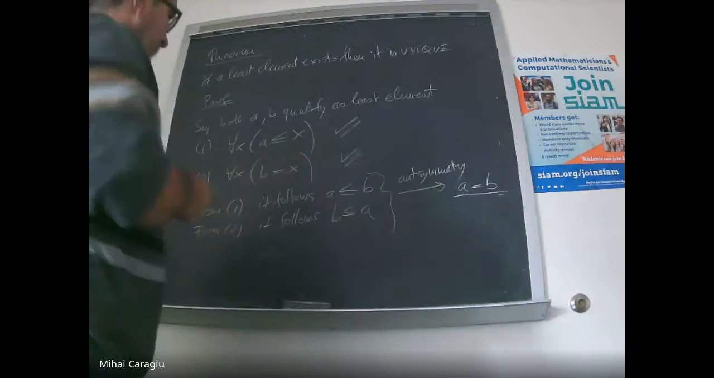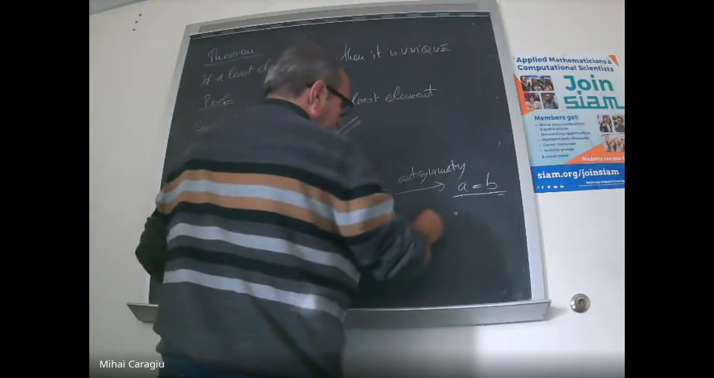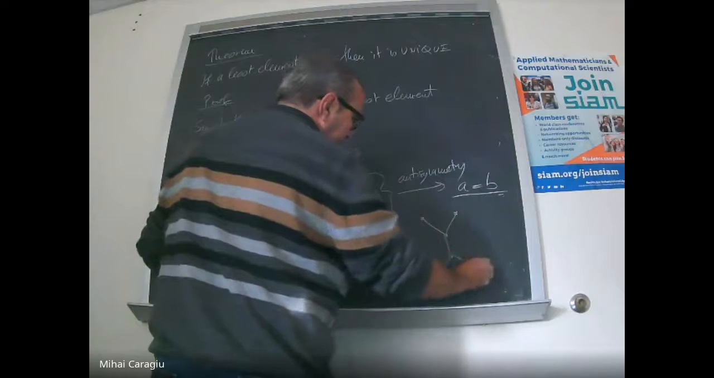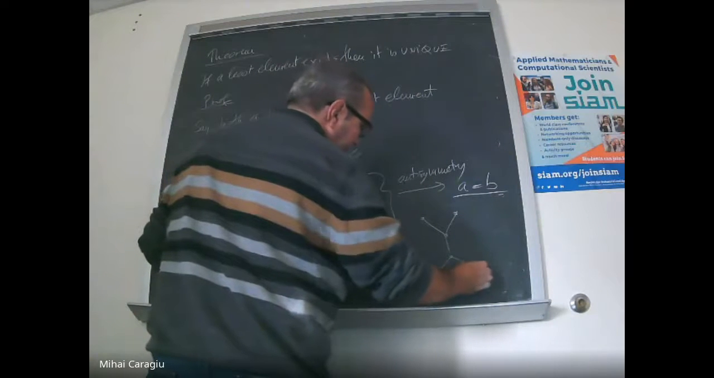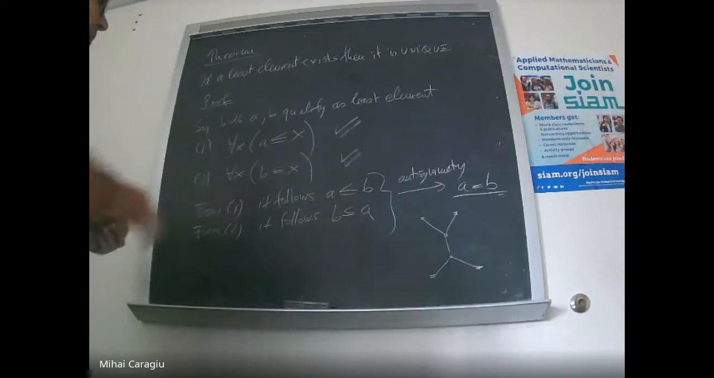Of course, it's possible that the least element doesn't exist. It's possible that no least element exists and no greatest element exists. And this is a nice example of a Hasse diagram without a least element and without a greatest element, like a Feynman diagram.